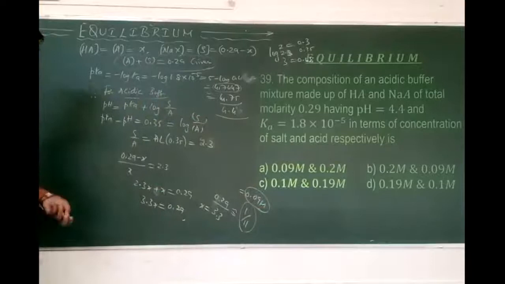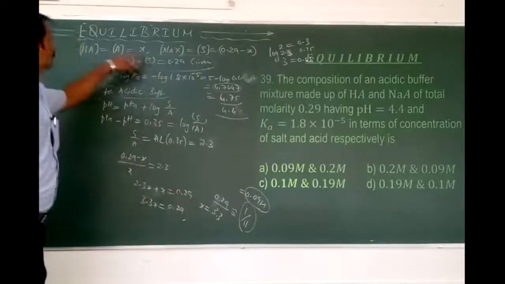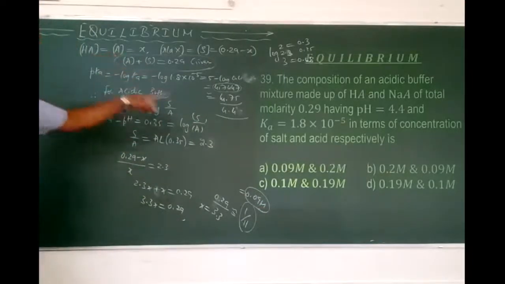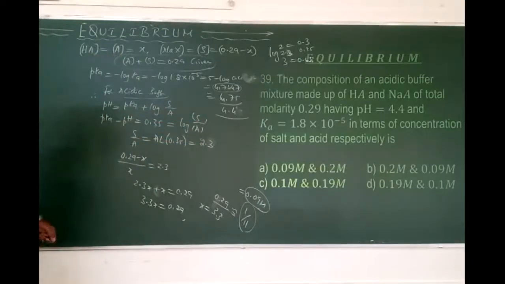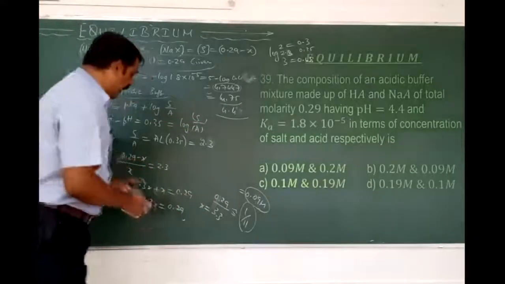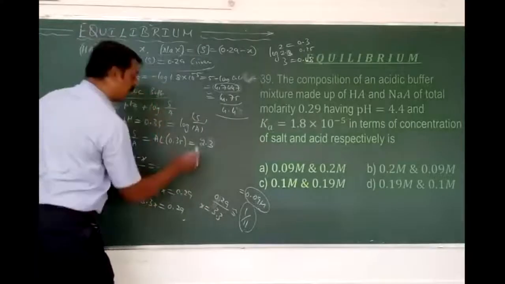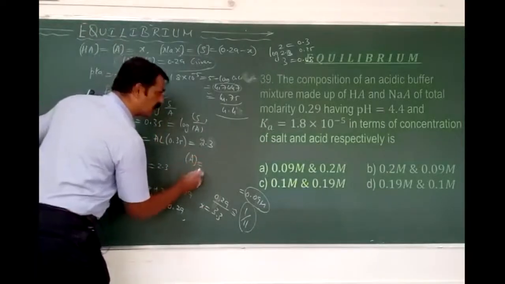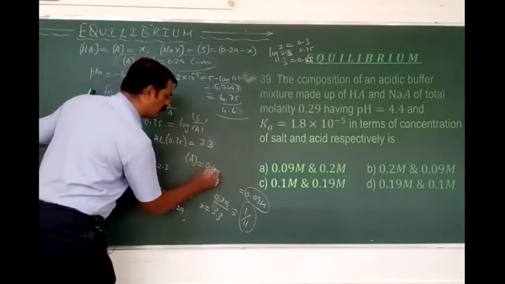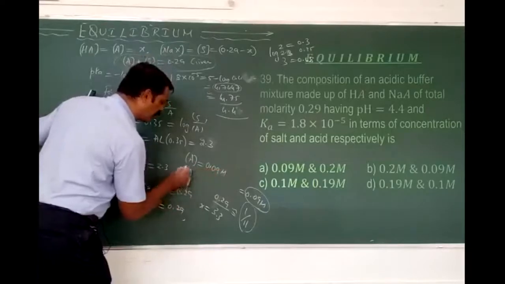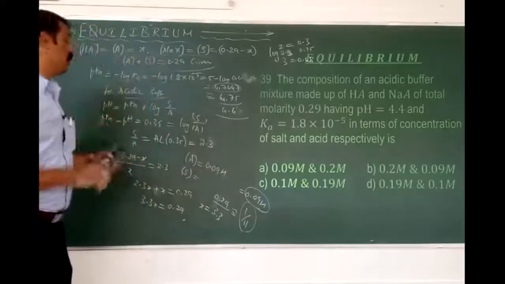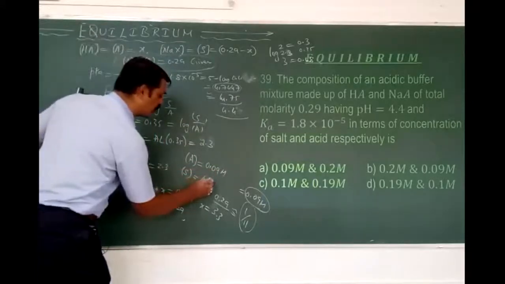What is X here? It is the acid concentration, since salt and acid are given. X means it is A. The acid concentration is 0.09 molar. Therefore, what is the salt concentration? 0.29 minus X, which is 0.20 molar.